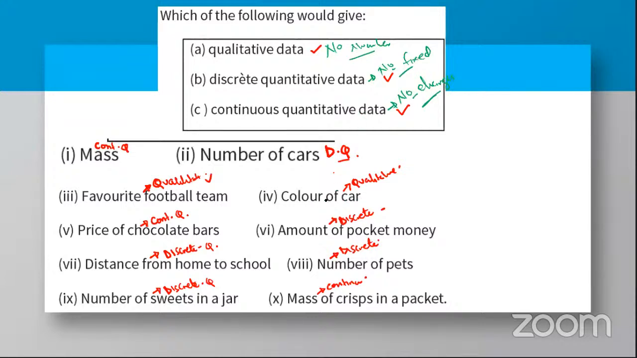So if you were to say color of cars, do we see any element of numbers? We do not see any. That's why you take it under the qualitative type of data. When you talk of a distance from your home to school, when you measure that distance once, it won't change. It is a number, but that number is fixed. So that's why we say it is discrete quantitative data. When you come across different information, make sure you analyze whether it is discrete, continuous, quantitative or qualitative.